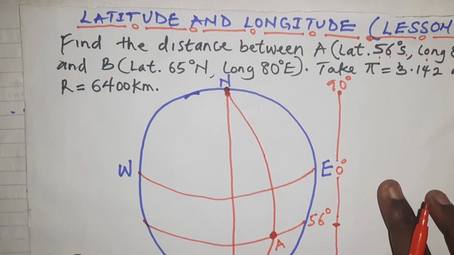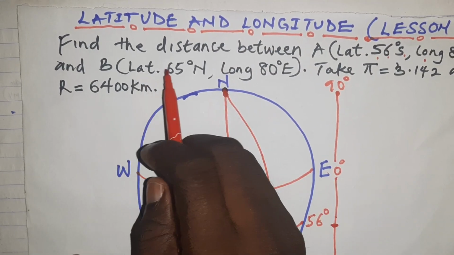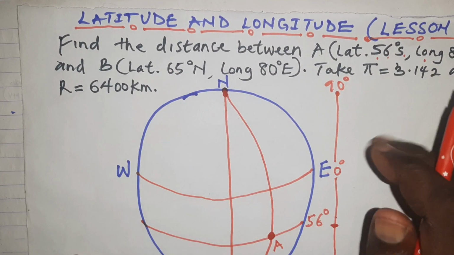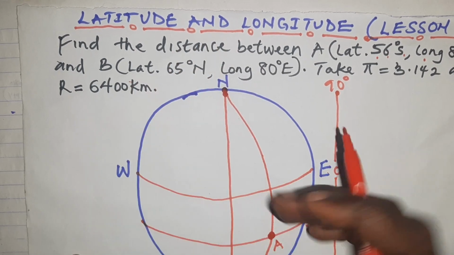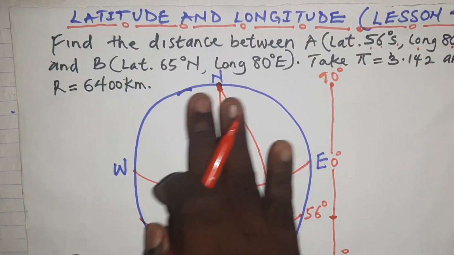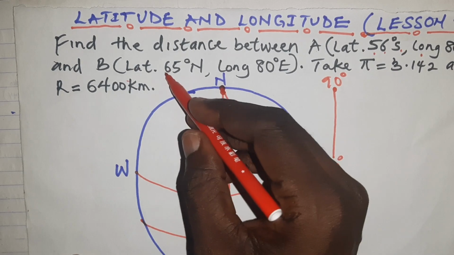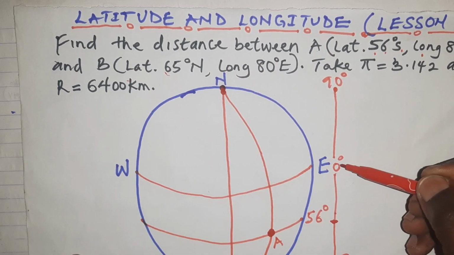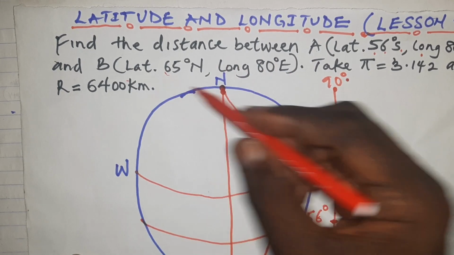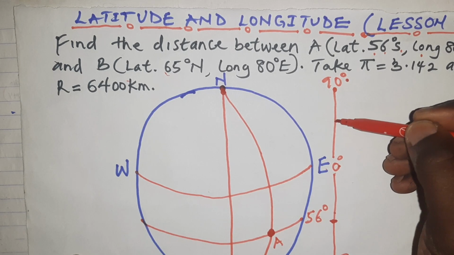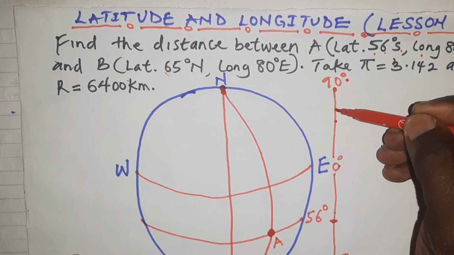Now let me get my point B. They said latitude 65 degrees north. North for latitude, that means I have to use this part for this latitude north. 65 degrees north, I'm using this part and I'm using this 0 to 90. 65 will be somewhere around this 45, 65 will be somewhere here.